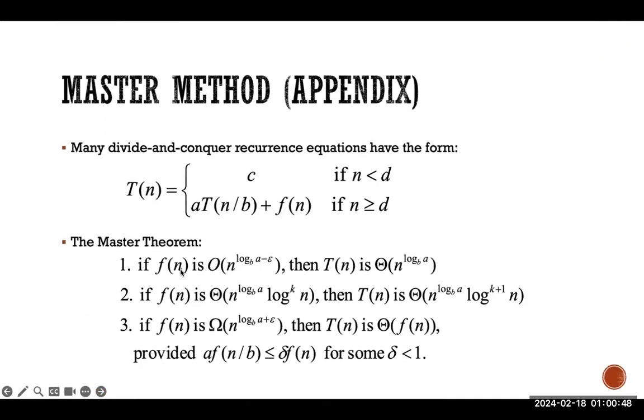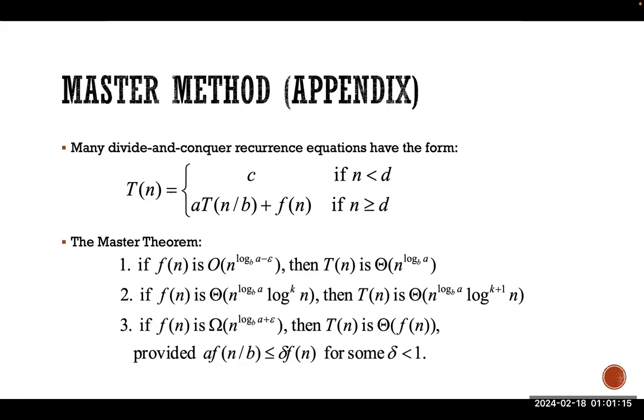There is a master method which is used to solve recurrence equations, which is a best topic in divide and conquer. So T of n is equal to C if n is less than D, and we are going to use a times T of n by b plus f of n to solve recurrence equations, with some examples. This applies only if n is greater than or equal to D.